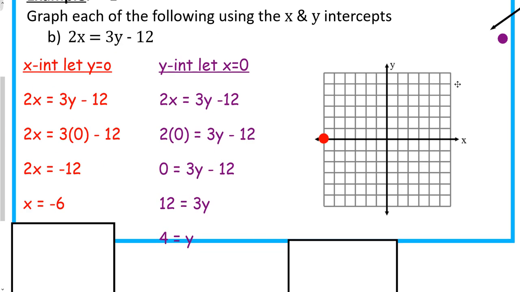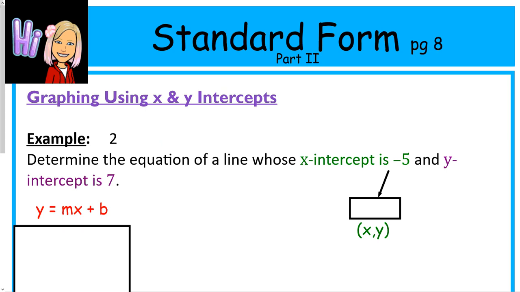Okay, so the y-intercept for this question would be at 4, which is up here. And then take your line and go right through. There we go. Question 2, determine the equation of a line whose x-intercept is negative 5 and y-intercept is 7.